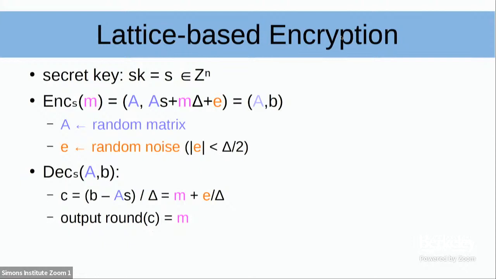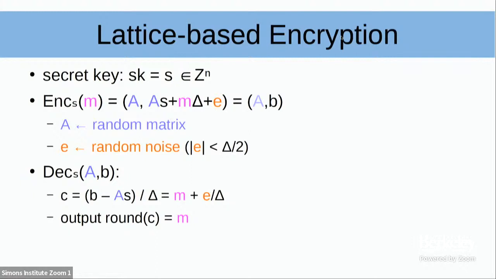And the way you use this vector S to encrypt a message M is the following. You generate a random matrix A, typically with entries from some finite ring, so integers modulo Q for some not too large Q. You also generate a random noise vector E. And by noise, I mean that this vector is chosen at random, but it has small coordinates. So it could be Gaussian noise or uniform entries over a small interval.